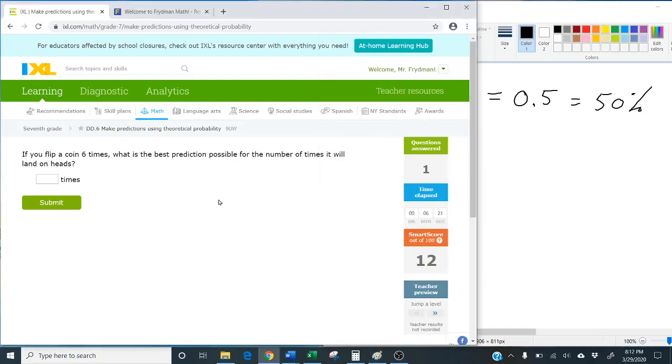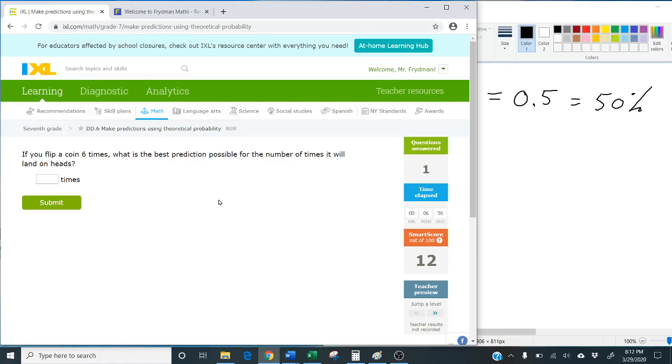Now, let's say you had a coin in your hand. You can go ahead and get a coin if you want to. Maybe you have a quarter in your pocket. If you flip the coin 6 times, how many times would you expect to get heads? What is the best prediction you can make? Of course, we don't know for sure. It's possible that we get heads 0 times. It's possible that we get heads all 6 times. It's possible that we get heads 5 times.